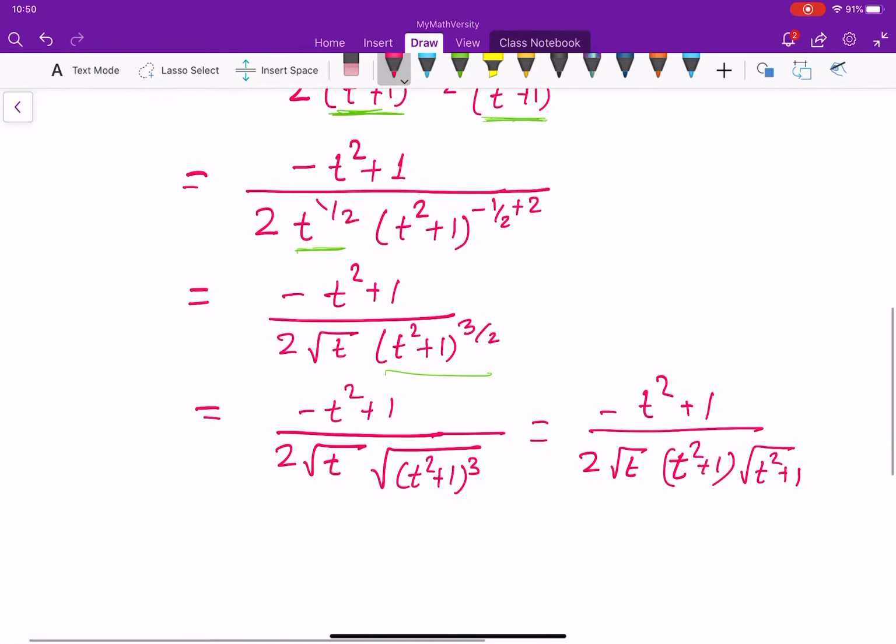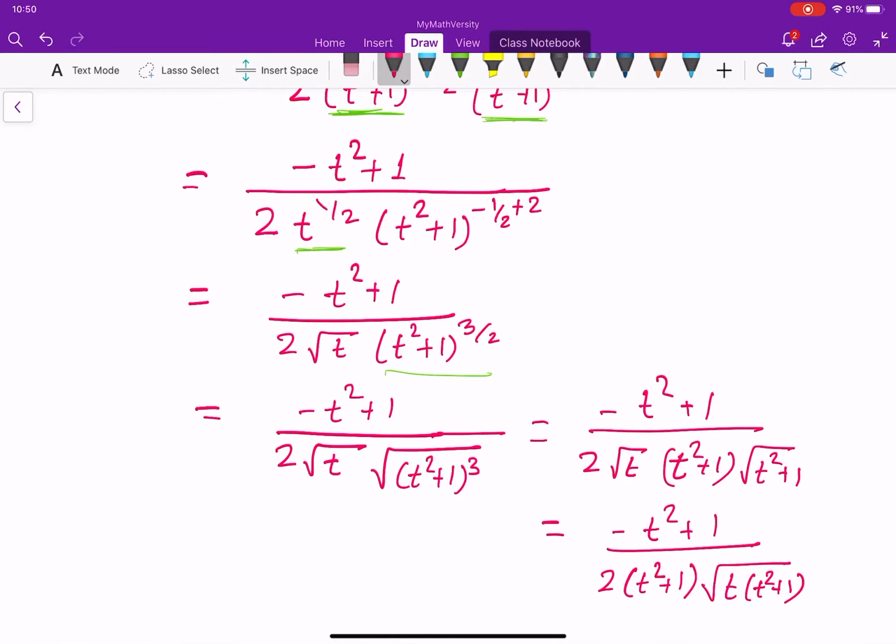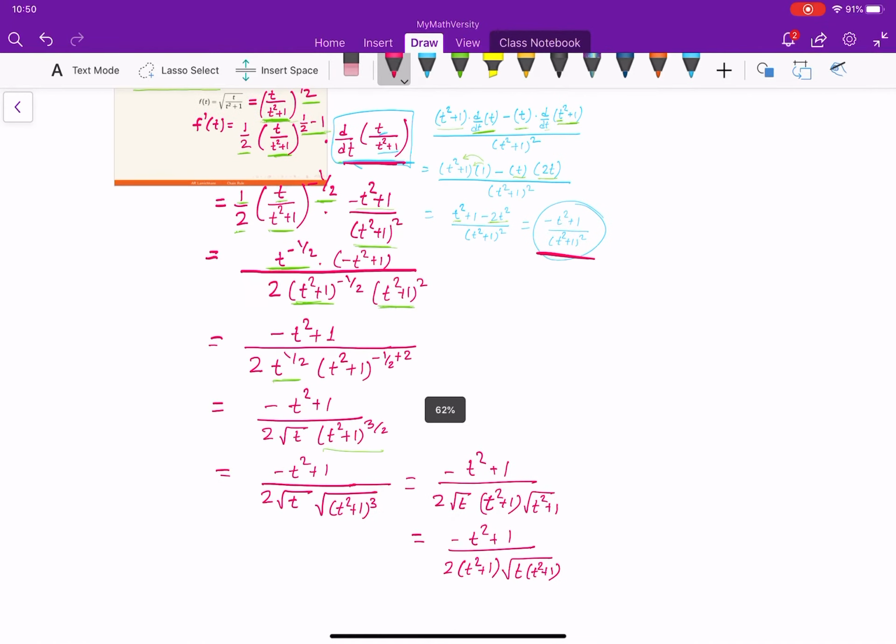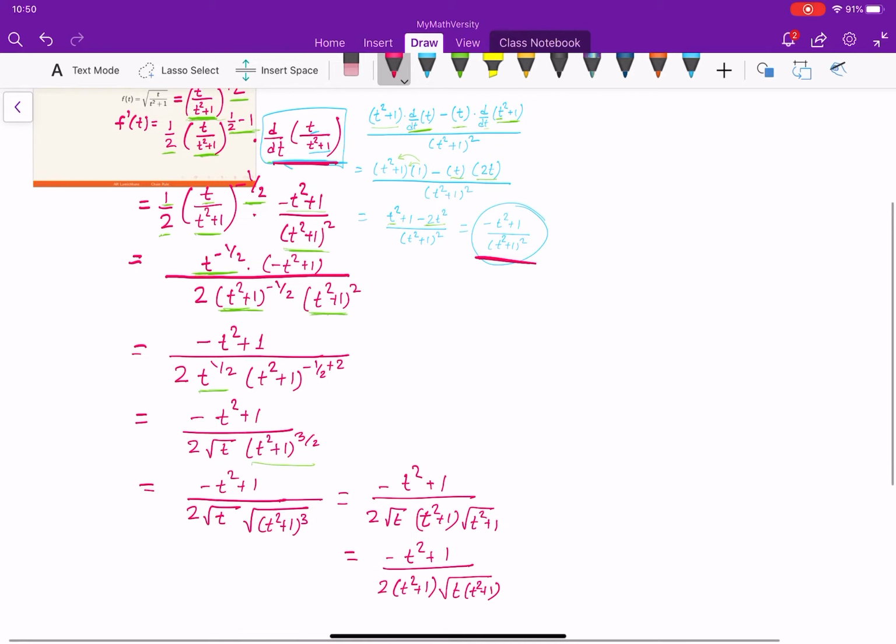Oh, come on, many alternatives. So this can also be written as 2 times t square plus 1 times the square root of t times t square plus 1. But this is too much, right? So okay, well, if you like it, you can write down the other alternatives. Otherwise, right over here the derivative is done, right? So this is the derivative of the function.